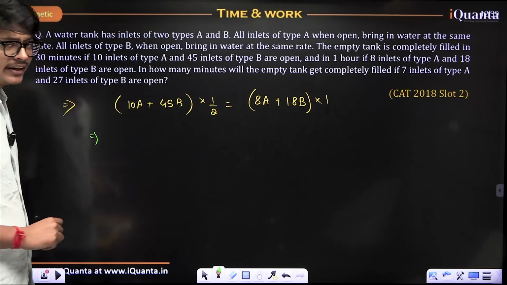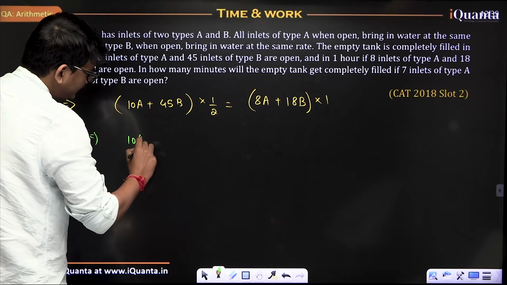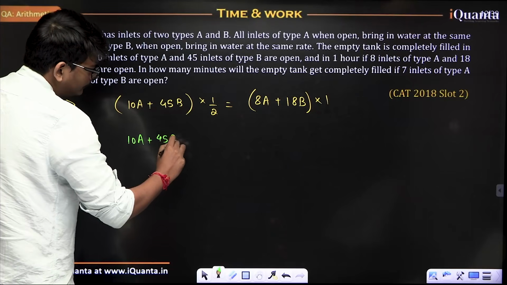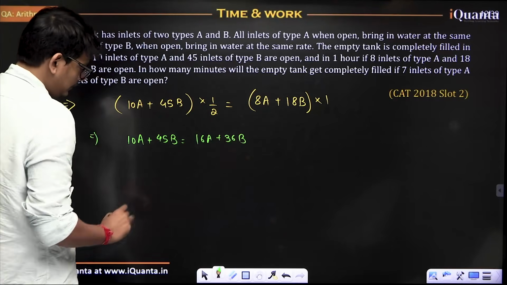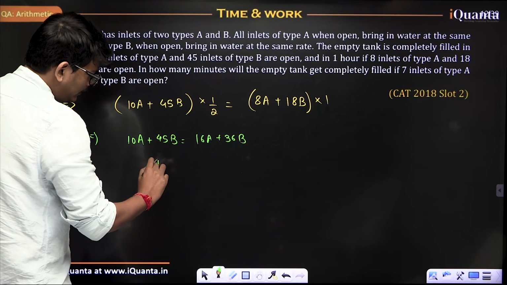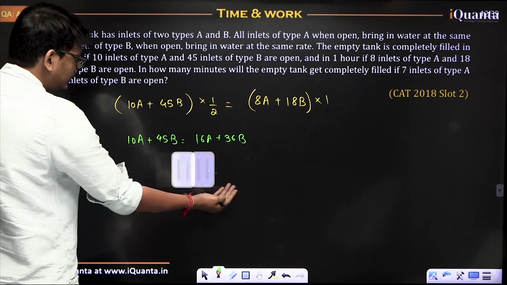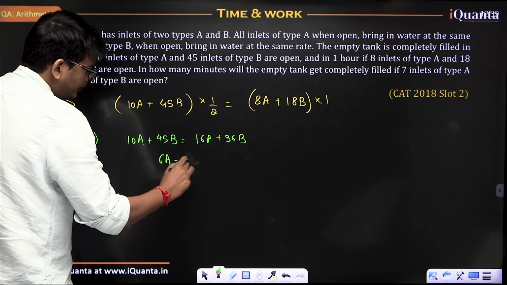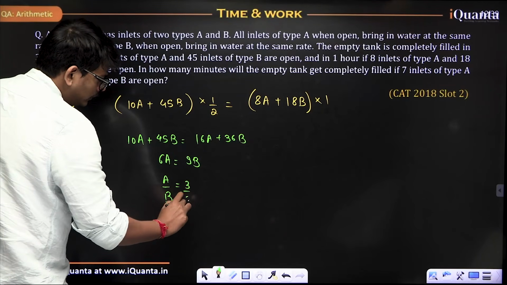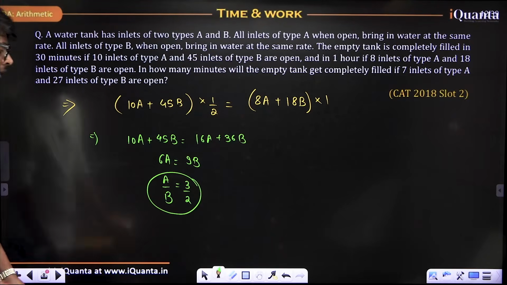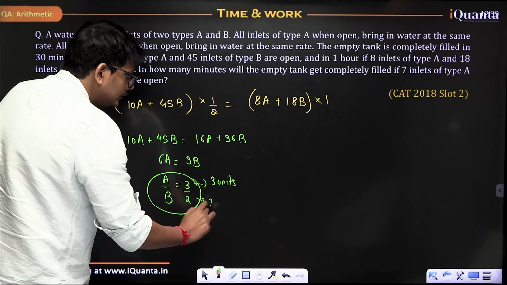Now let's simplify this. So 2 I'm sending to the right hand side. So this is 9B is equal to 6A, right? Or I can say 6A is equal to 9B. So A by B is equal to 3 by 2. That means efficiency of A is 3 units, so efficiency of B will be 2 units, right?